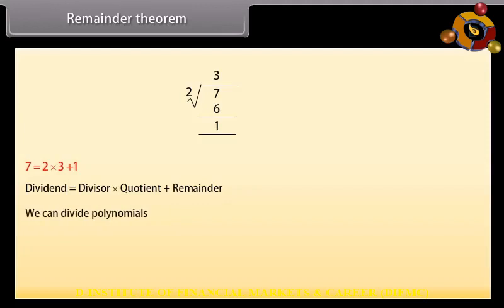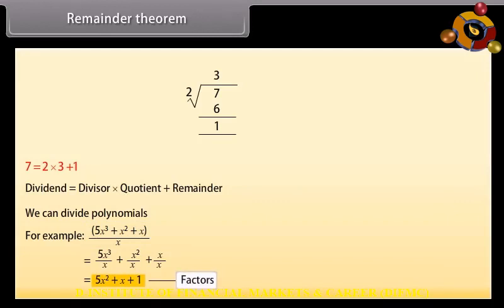Similarly, we can divide polynomials. For example, 5x raised to the power 3 plus x raised to the power 2 plus x, by x. Here we say that x and 5x squared plus x plus 1 are factors of 5x cubed plus x squared plus x, and 5x cubed plus x squared plus x is a multiple of x as well as a multiple of 5x squared plus x plus 1.